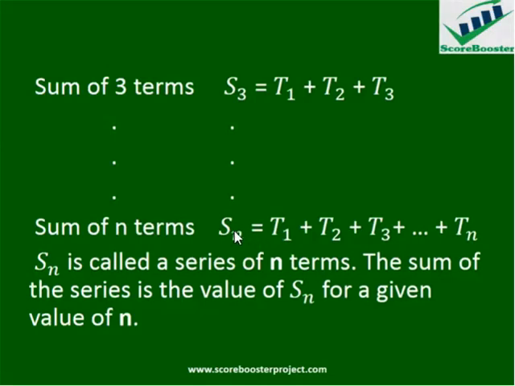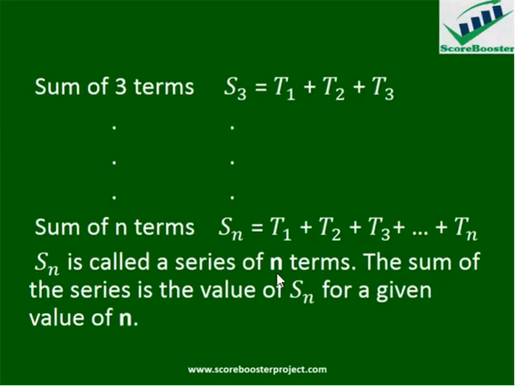Here if you have S1, S1 will be equal to T1 alone, S2 will be T1 plus T2, S3 will be T1 plus T2 plus T3, S4 will be T1 plus T2 plus T3 plus T4, and so on. So Sn, which is this, is called a series of n terms.